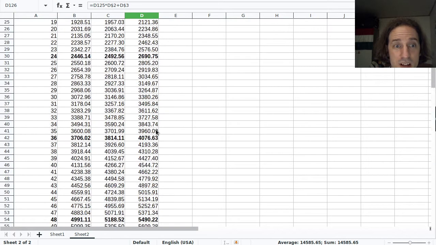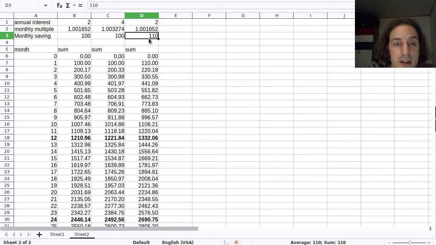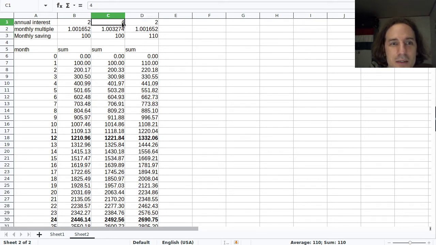But for this first 10 years, just saving 10% more is actually almost as effective as having 2 times higher interest. So this is, I think, a very important thing to keep in mind: just increasing your savings a little can go a long way.